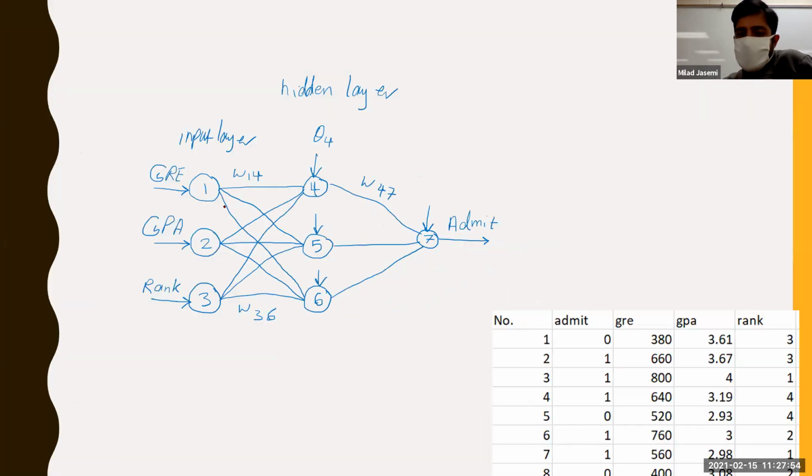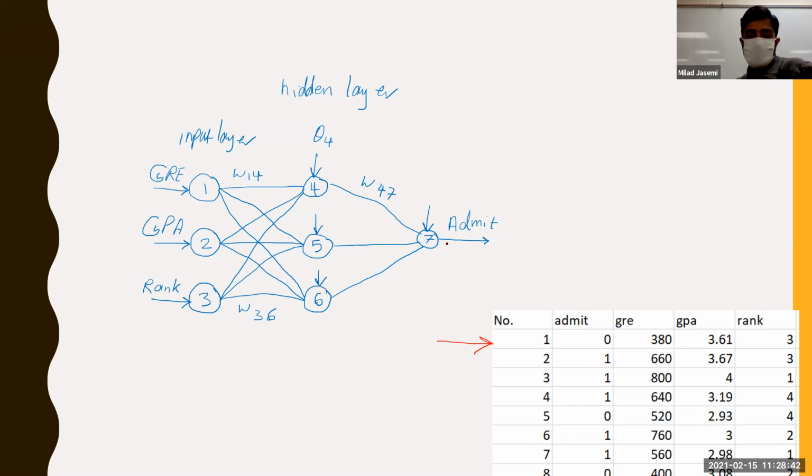Okay, see here, when we want to train our neural network, we give GRE as the first set of training data. We want to give the first one. GRE 380, we give it here. GPA 3.61, we give it here. And rank, we give it here 3. Also, we give the admit part that is 0. After that, the neural network starts changing these weights to find the best fit between this input and this output.